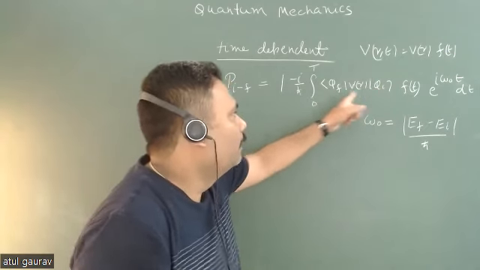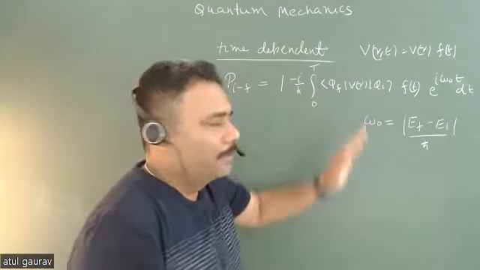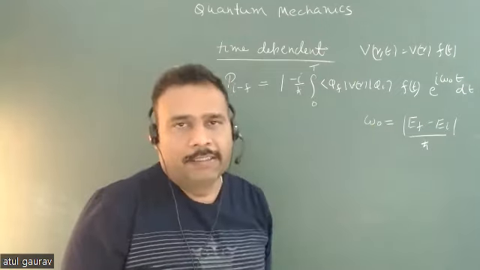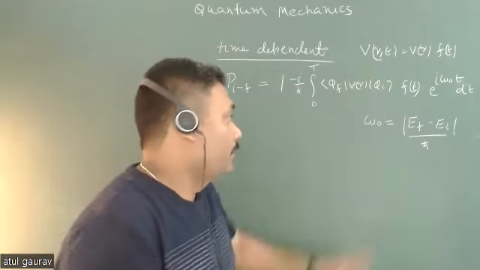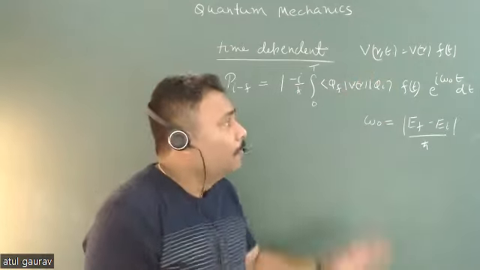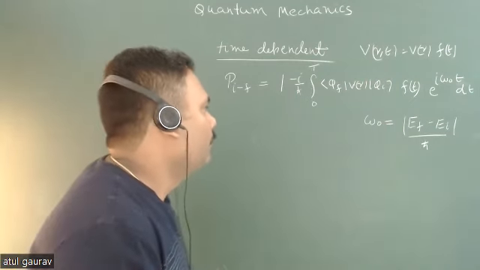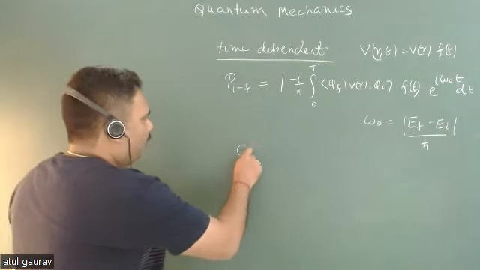This is very famously known as what? The transition matrix between the I and F states, from initial state to final state. So this formula is very useful and very important from your exam point of view. But this formula can be reduced into two different formulas. We have also done that.